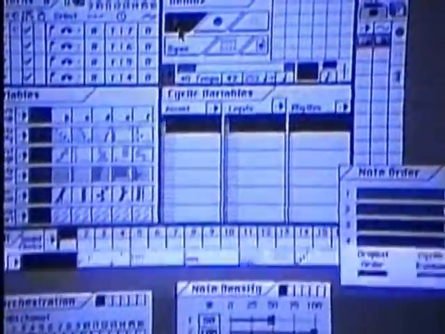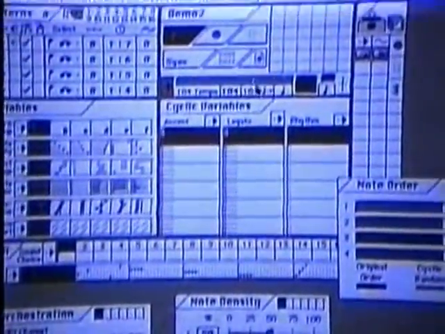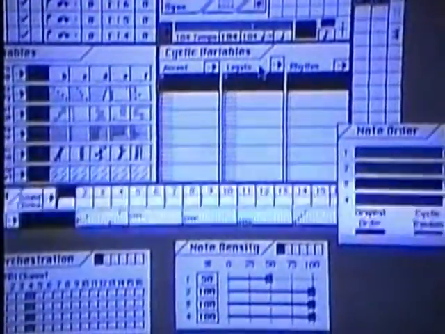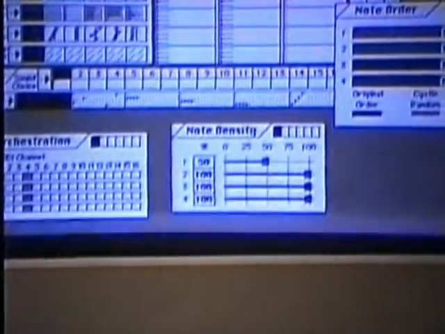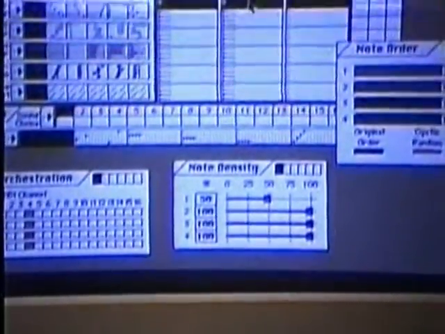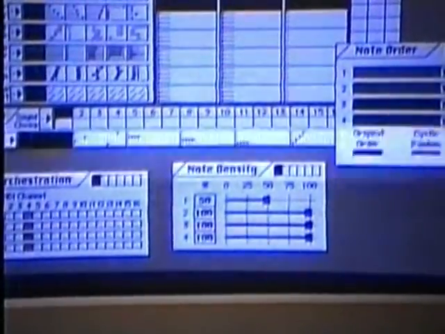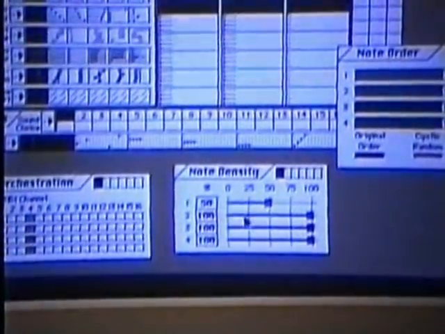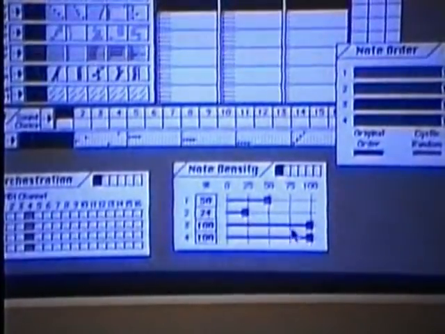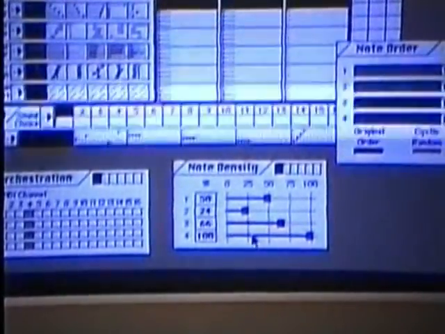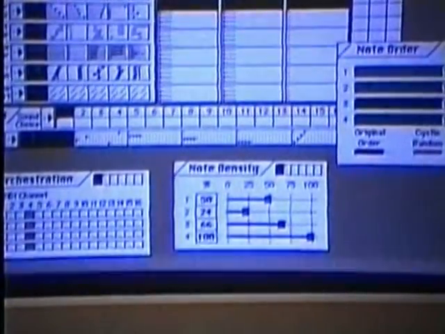But eight notes makes it something interesting and fresh. And then I could do, say, 25% of the second voice, and a different amount for each one, have, say, one going all the time.